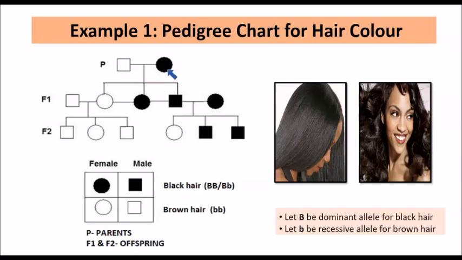Now this brown haired father and black haired mother mated and they produce 3 children. So we have a brown hair female, a black hair female, and a black hair male. So 3 children, and 2 out of those 3 children have black hair like the mother. So how do we know that this is really a dominant trait?